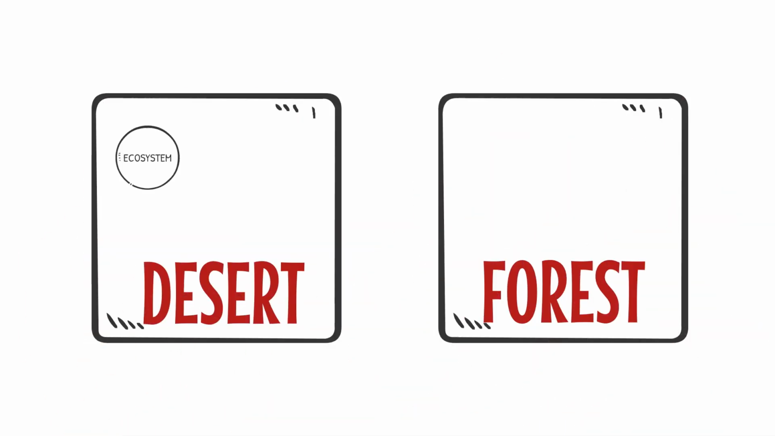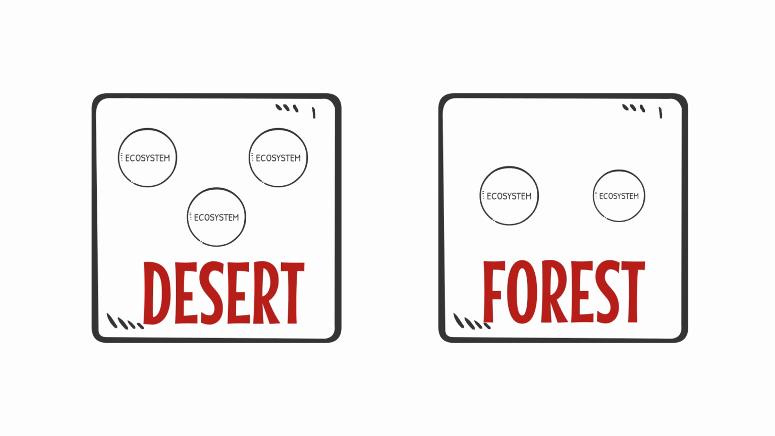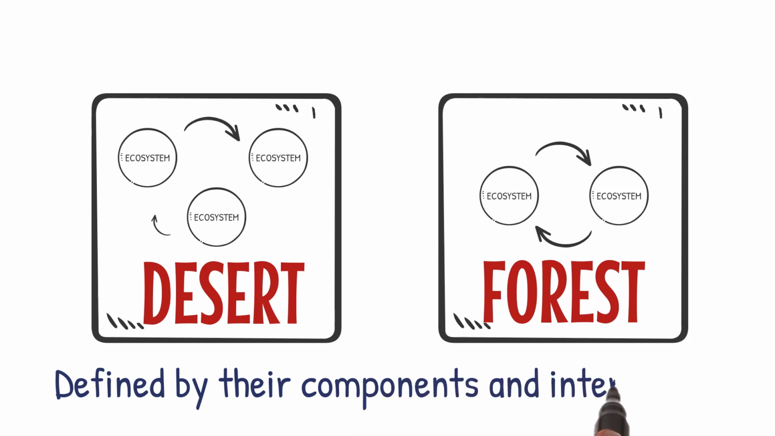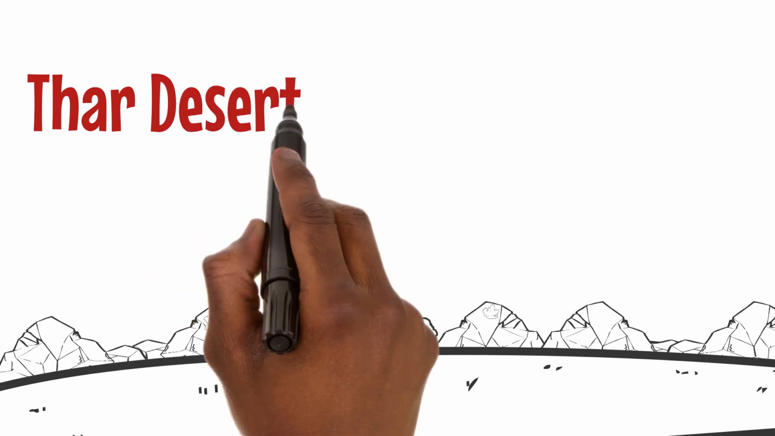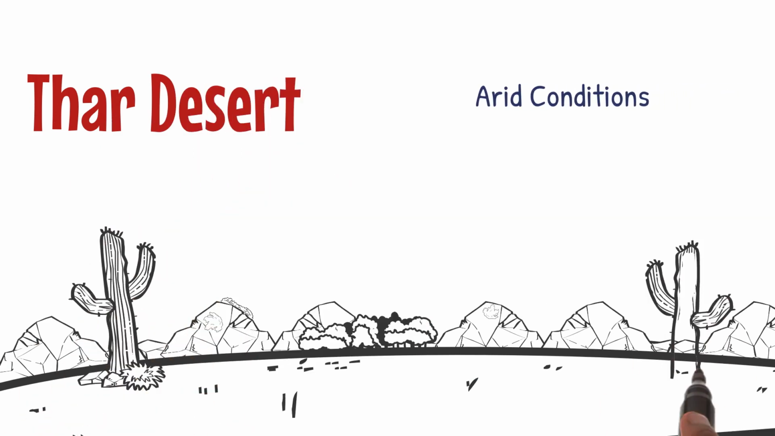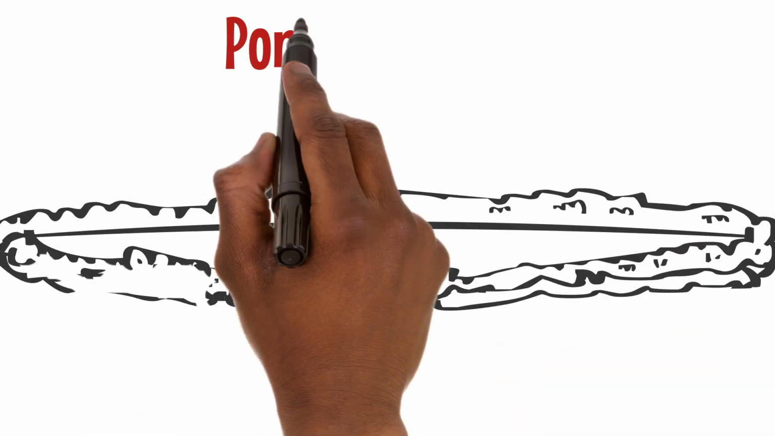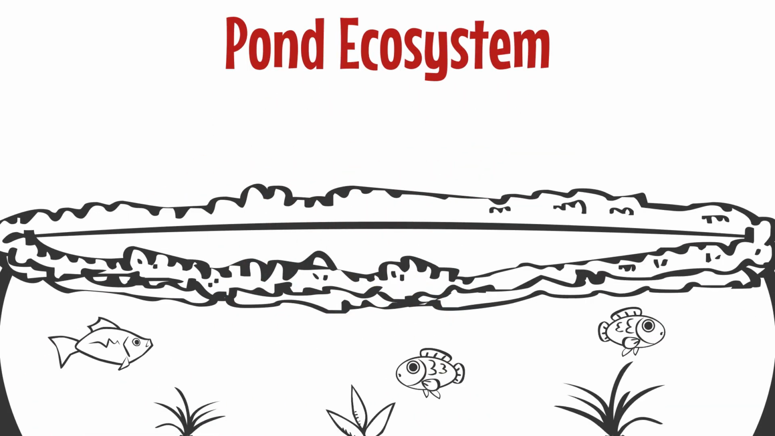Every biome, like a desert or a forest, is made up of smaller units called ecosystems. These ecosystems are defined by their biotic and abiotic components and their interactions. For instance, the Thar Desert ecosystem is characterized by its arid conditions and unique plant and animal life, just as a pond ecosystem is defined by its fresh water and aquatic life.